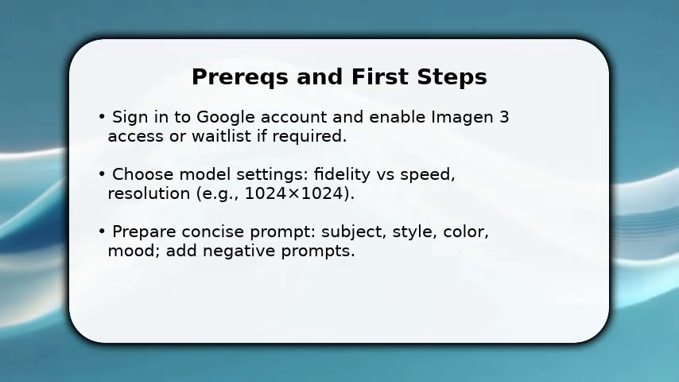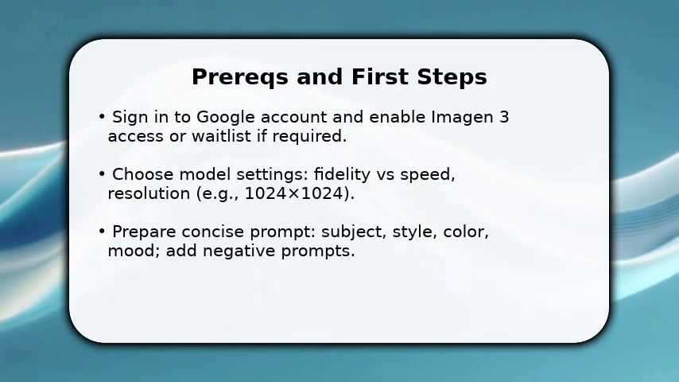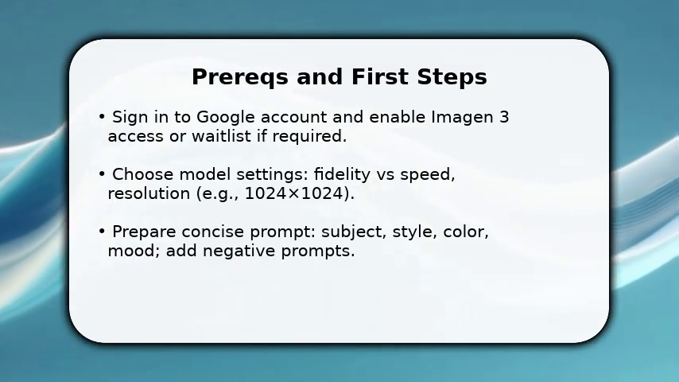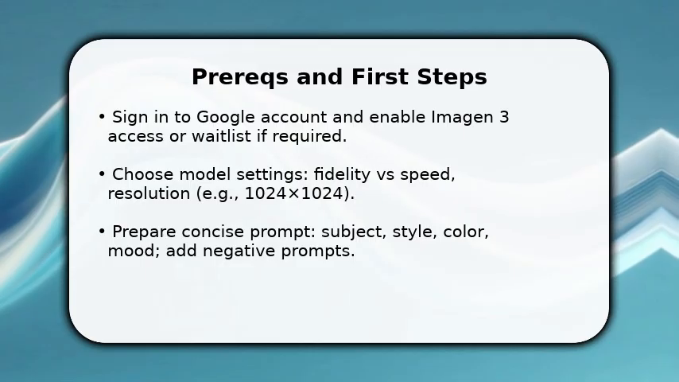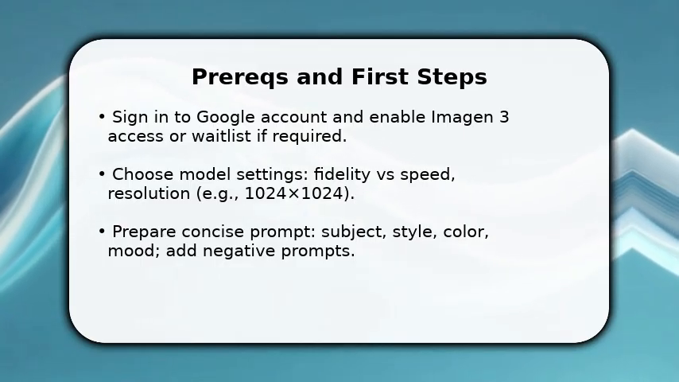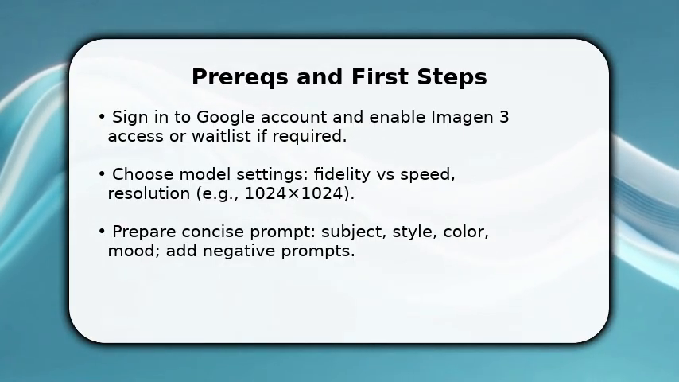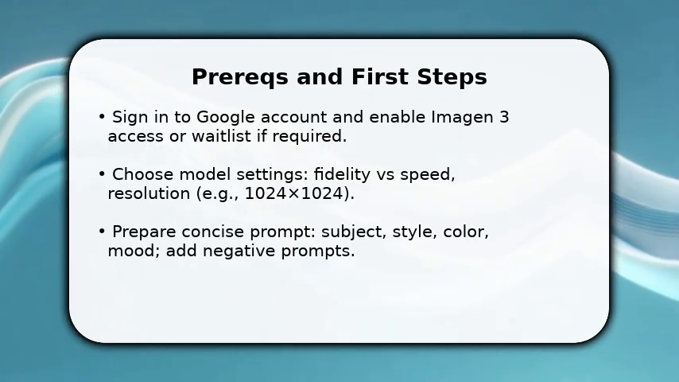You start by confirming access and choosing the right model mode. This matters because fidelity versus speed changes output detail. Once signed in, pick resolution like 1024 x 1024 and set sampling for quality.